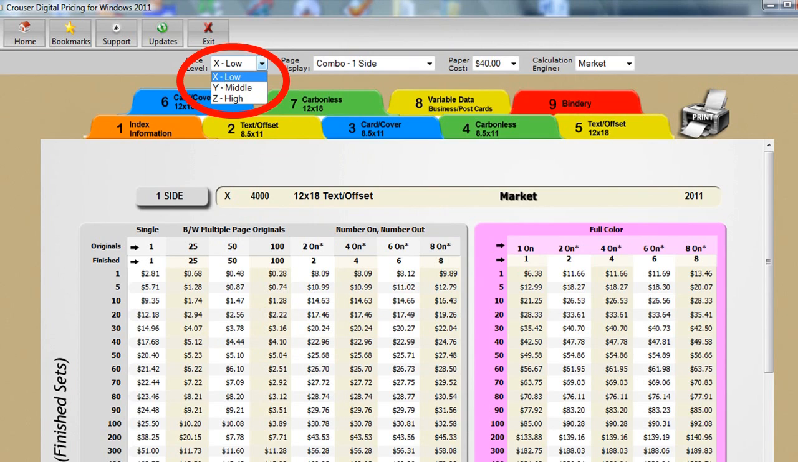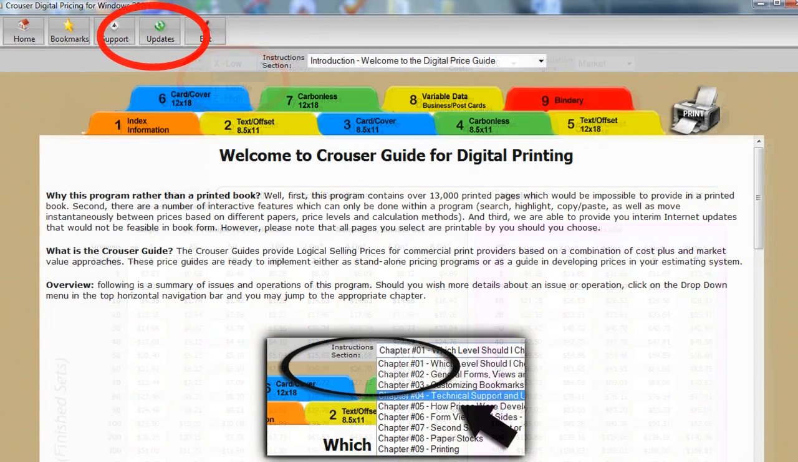And using the Crouser guide, you can implement a low, middle, or high price strategy with a quick flick of the drop-down menu. Flick from any price level to another in less than a second, so it's easy for you to compare price levels when you're in those competitive situations. And because our guides are software-based, they can be updated via the internet throughout the year. And by the way, the software resides on your computer, not on the internet. We just use that for support and updates, and you can put it on all of your PCs without additional cost or obligation.